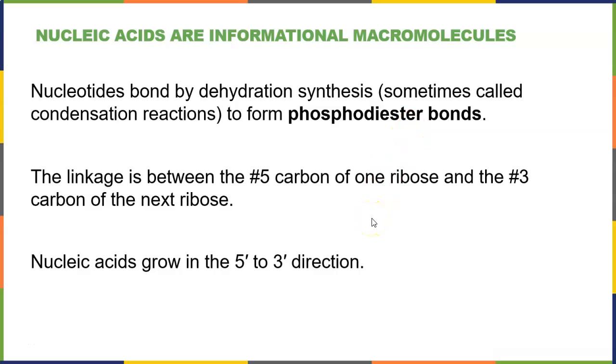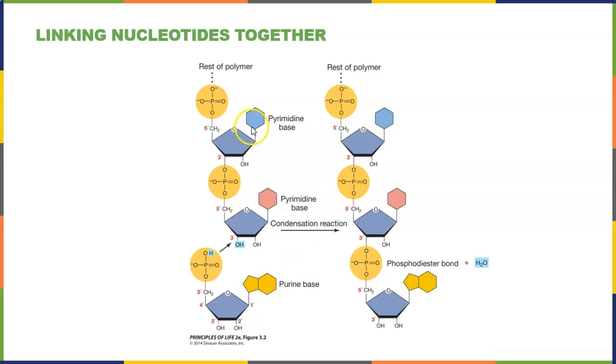And the linkage between the individual units of these nucleotides is going to be between the 5th carbon on one of the sugars of the nucleotide and the 3rd carbon on the next one. So they actually link in a very particular order, and this is called the 5' to 3' direction. So here it is. Here is one of those units, right? We can see it right here.